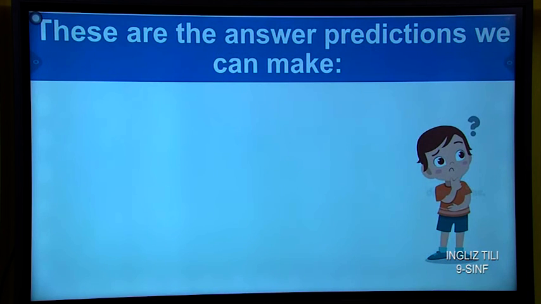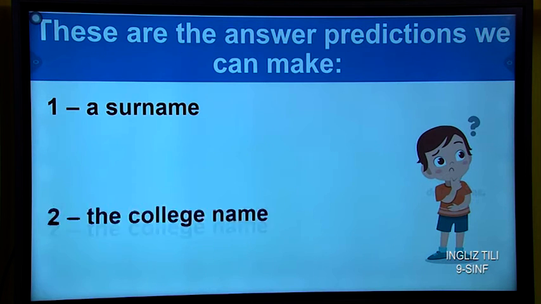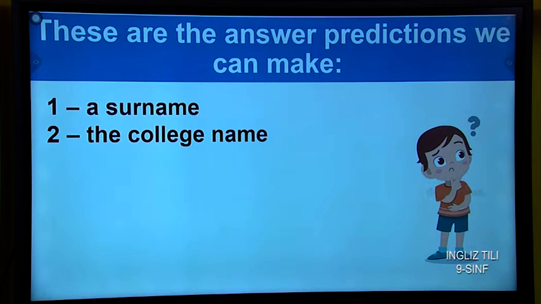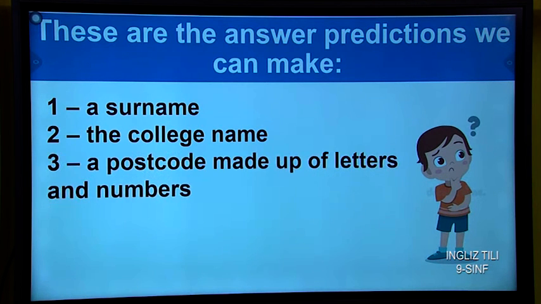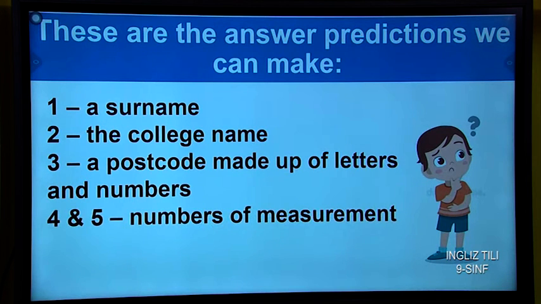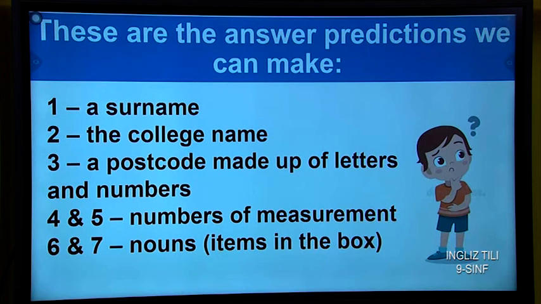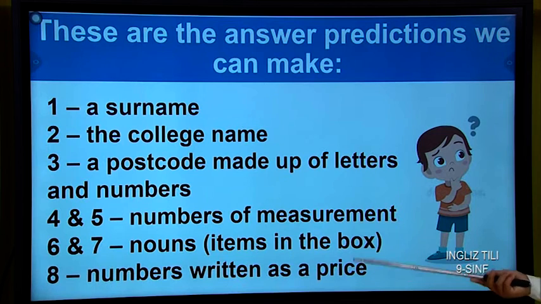So, these are the answer predictions we can make. First one, name. 2, the college name. 3, a postcode made up of letters and numbers. 4 and 5 questions, numbers of measurement. 6 and 7 nouns, items in the books. And 8 numbers written as a price.